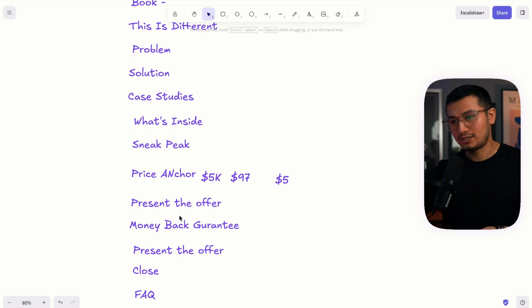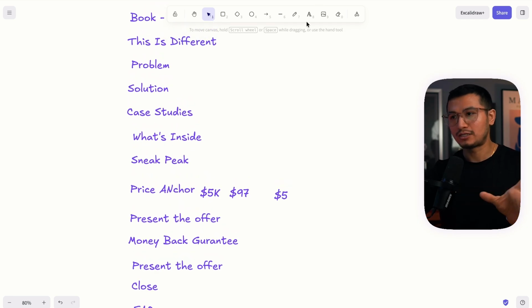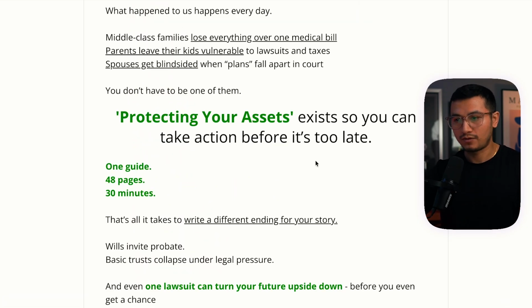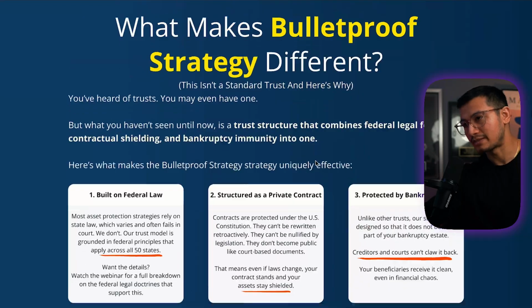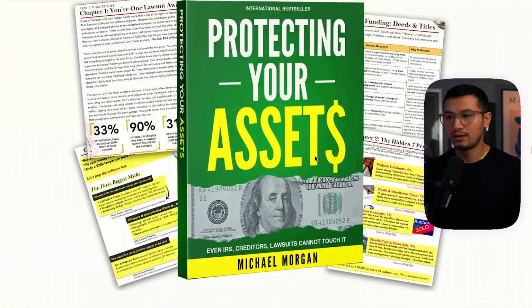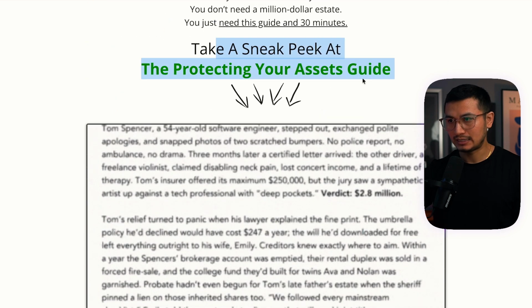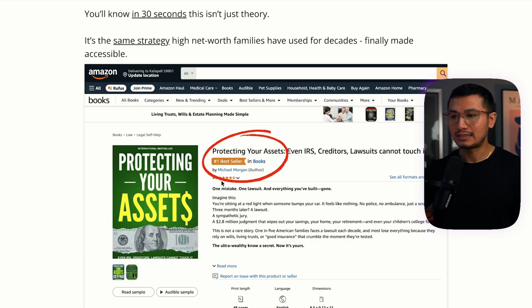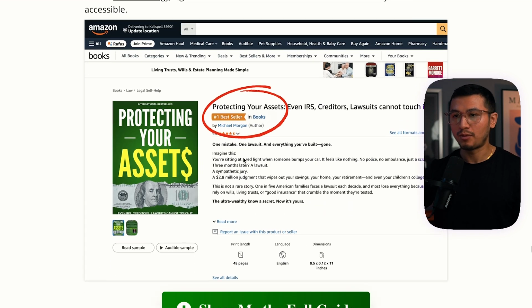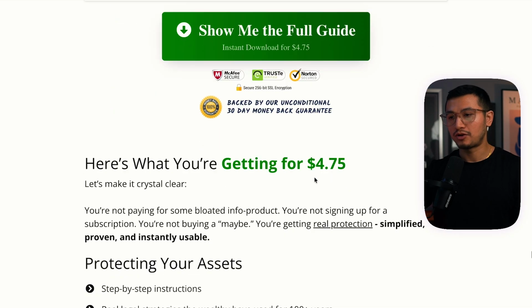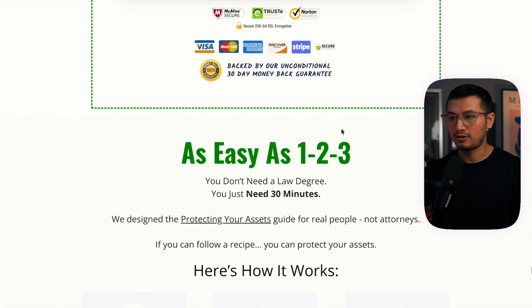This is the process that we use on almost all of our sales pages. This is the process that works for us. So if I go on the sales page, what makes it different. So we're talking about what makes it different. We have a book, some case studies, real results, old way, new way. As you can see, there's a sneak peek right here. And then this is how much it costs on Amazon. The book is on Amazon for $97, but you're only getting it for $5. It's only $5. We present the offer.